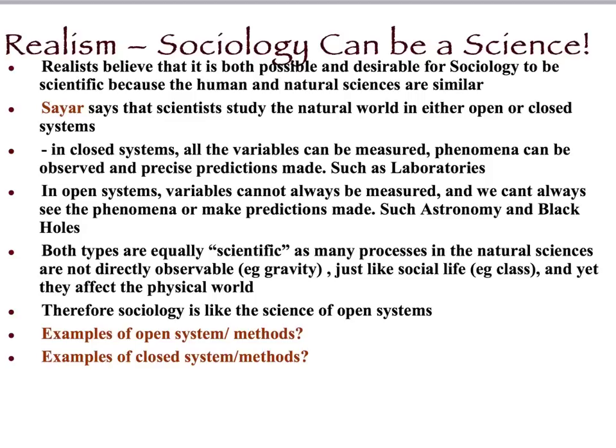So can you quickly think of any examples of open systems and methods, and any examples of closed systems or methods?